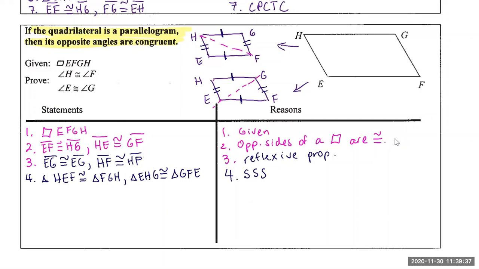And then lastly, if you know that both sets of triangles are congruent, now we know that also angle H is congruent to angle F, and angle E is congruent to angle G. What's the reason for that? Thank you, Benjamin. Good, Vivian, Christian. They are corresponding parts of congruent triangles. Very nice. Okay, so that's it.